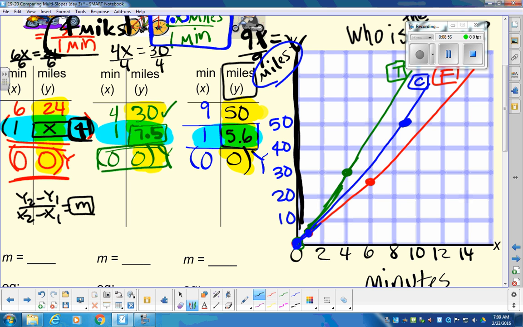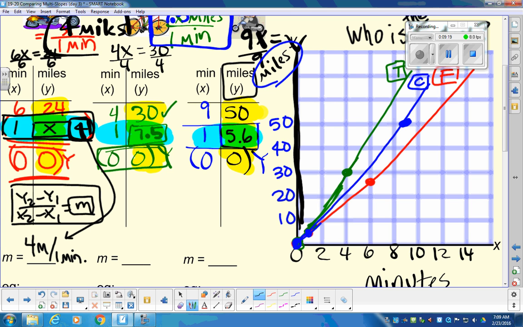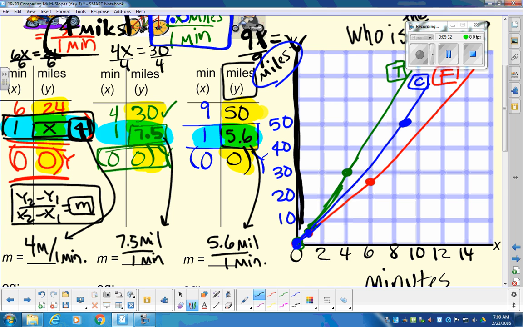So I'll go back through the 3 possible ways. You could go to your graph, run it to get your slope m. You could recognize that there are unit rates right here, that they're out of 1. That is your slope. That's what slope is. Or you could use your 2 data points, y2 minus y1, and get it. I'm going to get mine from right here, my unit rate. So 4 miles in 1 minute is my slope. 7.5 miles in 1 minute is my slope for Turtle. And 5.6 miles in 1 minute is my slope for Cruise. So those are my 3 slopes.